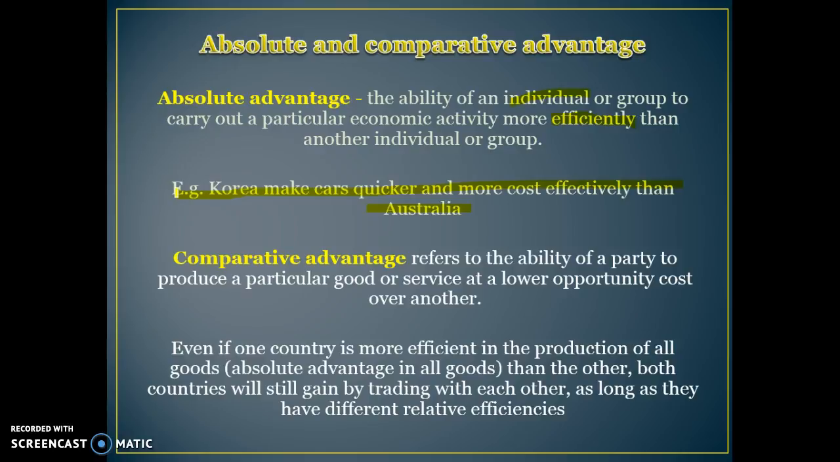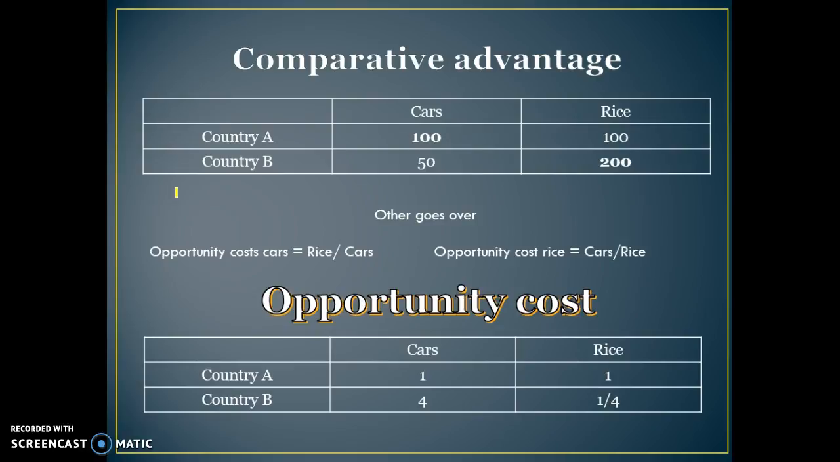Whereas comparative advantage refers to the ability of a party to produce a particular good or service at a lower opportunity cost than another, which means that they have to give up less to produce that good or service. So it's all about relative efficiency. So even if one country is more efficient at producing everything, or has an absolute advantage in both goods and services, countries can still benefit from trade if they have different comparative advantages or different relative efficiencies. So for example, here's just a random example.